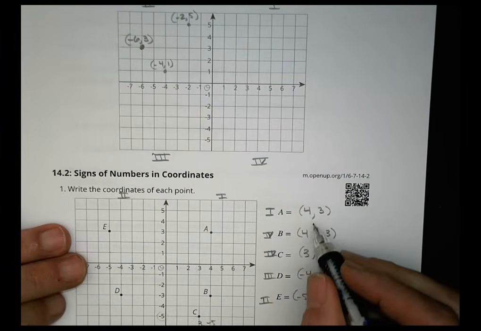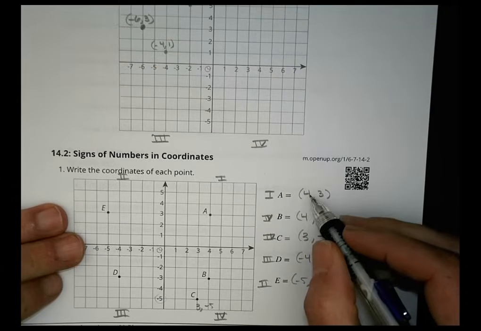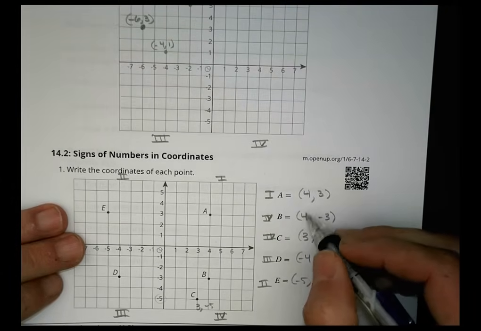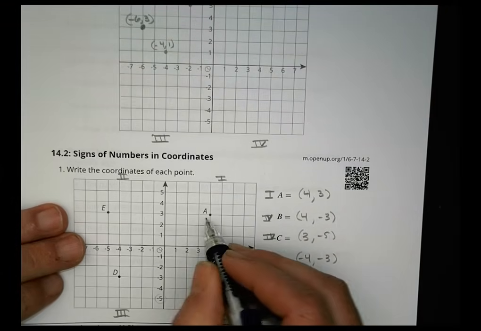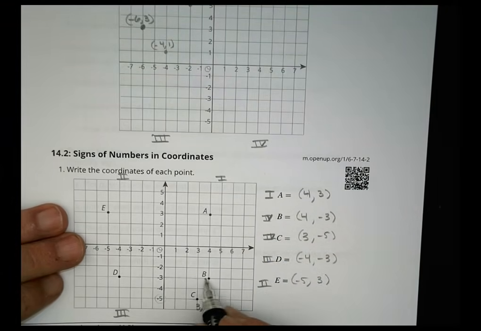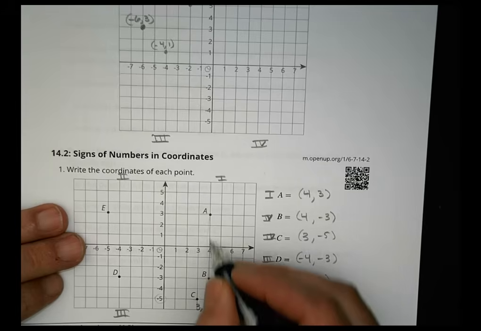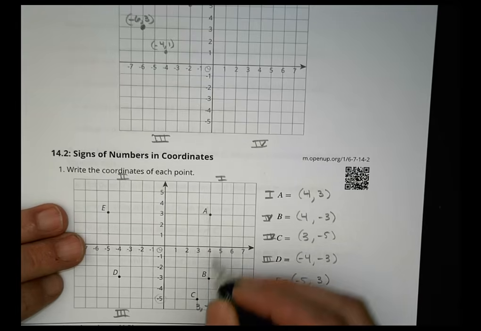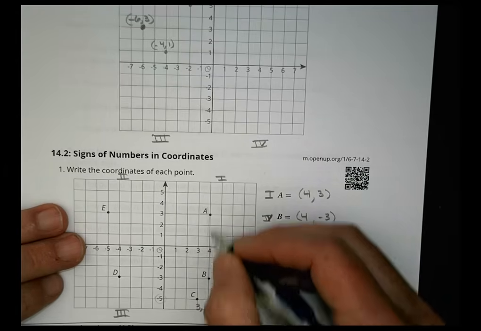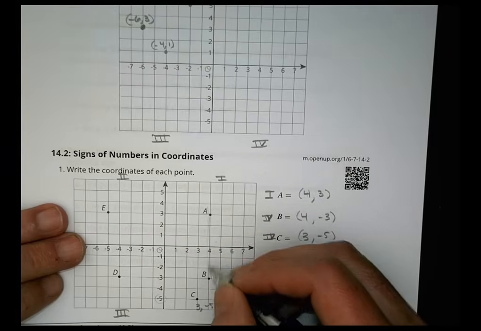Well, A and B, first of all, we see that they have the same x-coordinate, which means that they are the same distance away from the y-axis, which is why they are on the line for x equals 4. So that is where this is going to be taking place.